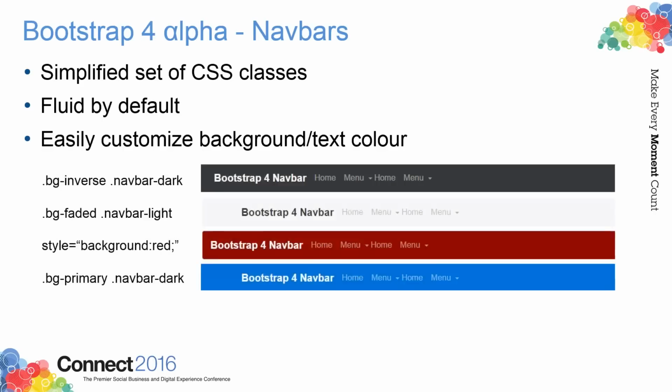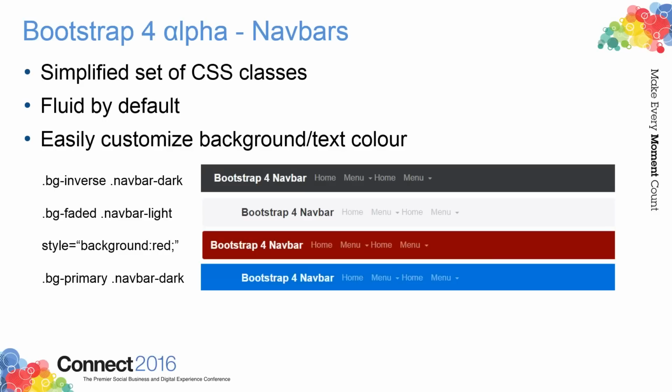So one of the controls or components that got quite a bit of change was the navbar controls. The set of CSS classes that they use to define this component has been simplified and changed around a bit to make it easier to implement in Bootstrap 4. They've made the navbar fluid by default. Fluid is a concept in Bootstrap where the component takes up most of the width of the available space on screen, except for small margins on right and left. So it's fluid by default, so it'll take up nearly 100% of the available width.